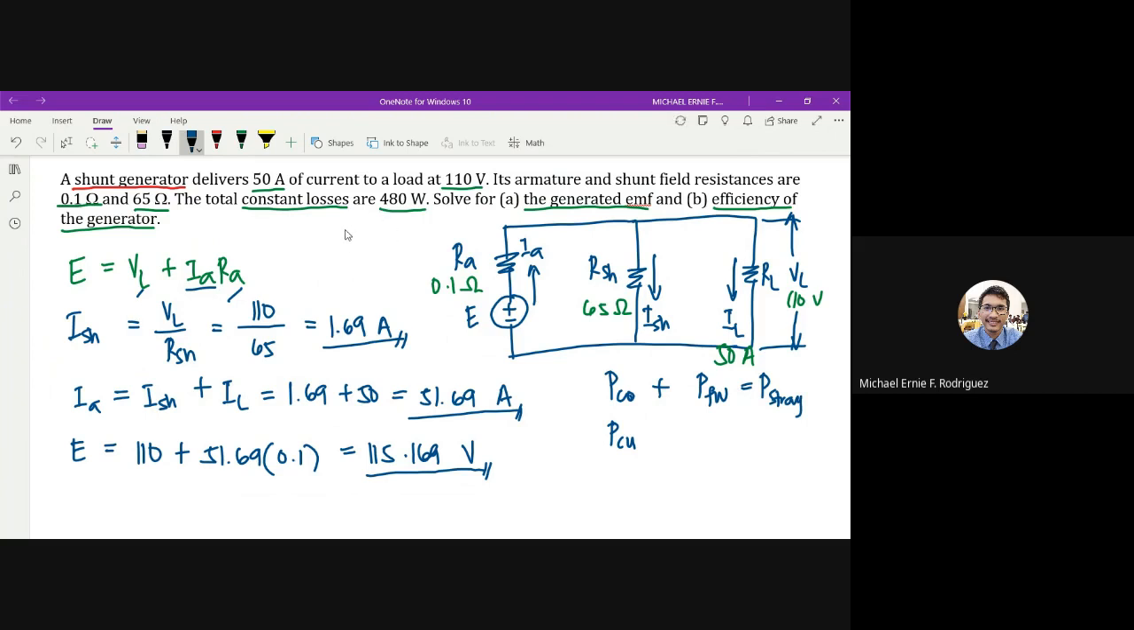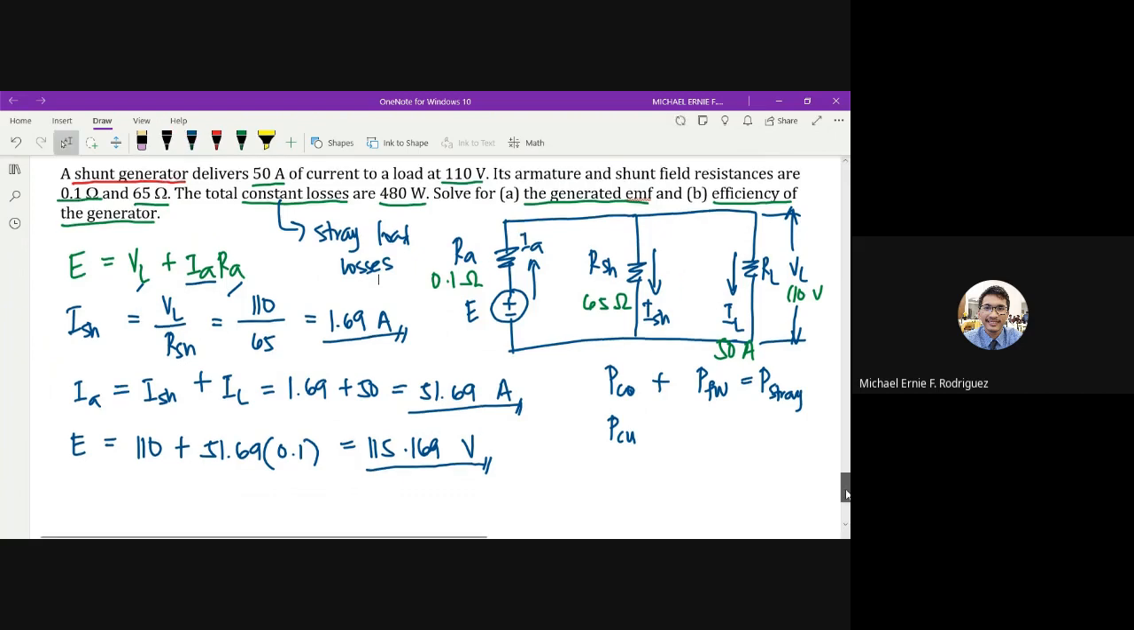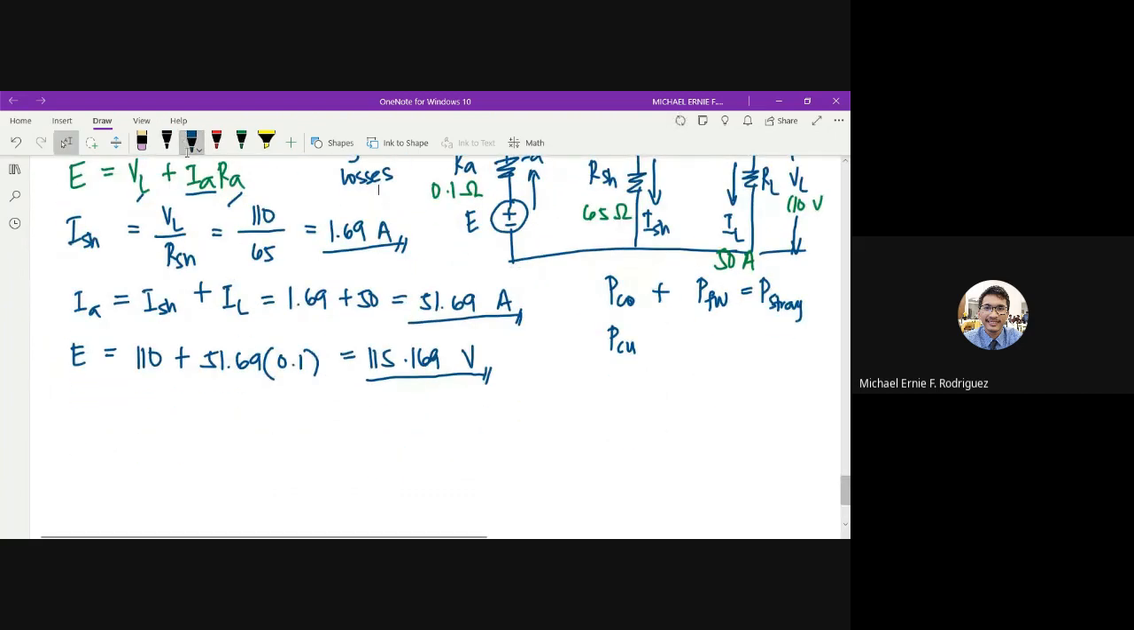Constant losses. So, what do we mean by constant losses? So, yung constant losses na yan, yan na yung ating stray losses. Okay? So, the constant losses is the stray load losses. So, for letter B, solve natin yung given. Okay? So, our given is, ang binigay is the P stray at 480 watts.